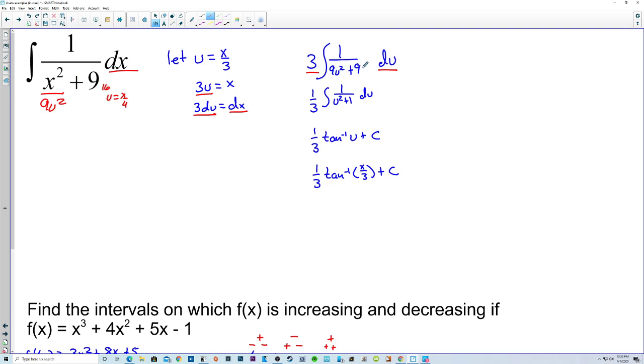There's the 9u squared plus 9. We can factor out a 9. That gives 3/9, that's 1/3. Now this is the derivative of inverse tangent. So inverse tangent of u plus c, and we replace u with x over 3, and there's the final answer for that one.